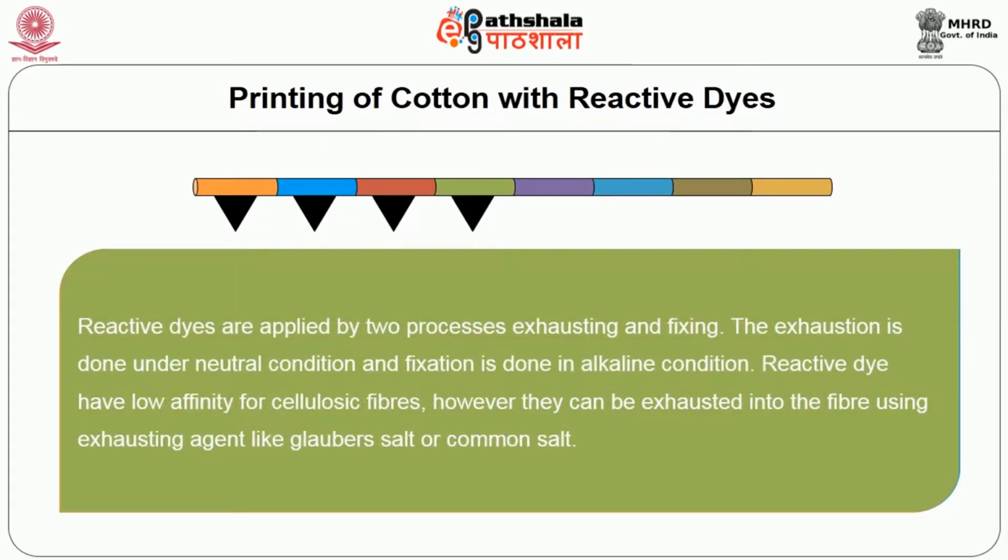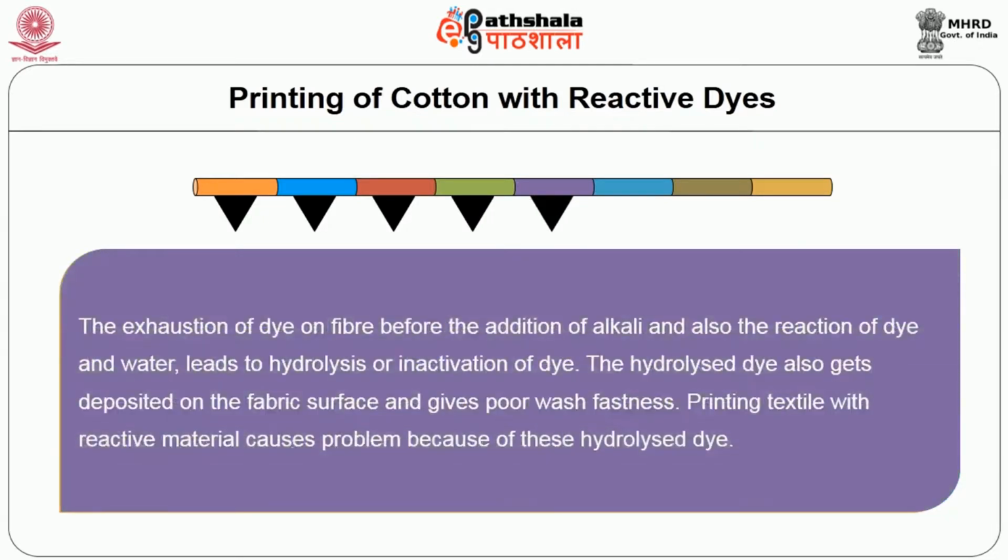Reactive dyes are applied by two processes, exhausting and fixing. The exhaustion is done under neutral condition and fixation is done in alkaline condition. Reactive dyes have low affinity for cellulosic fibers. However, they can be exhausted into the fiber using exhausting agents like Glauber's salt or common salt. The exhaustion of dye on fiber before the addition of alkali, and also the reaction of dye and water, leads to hydrolysis or inactivation of dye. The hydrolyzed dye also gets deposited on the fabric surface and gives poor wash fastness.